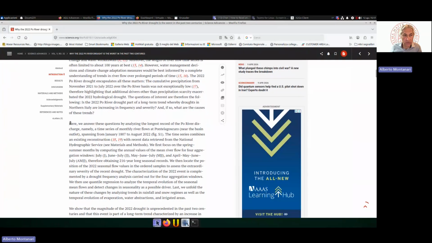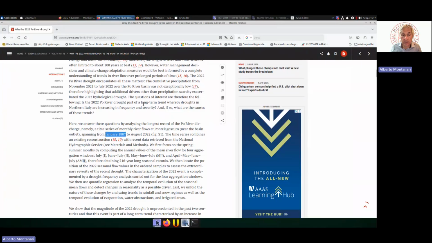And then I jump to the third paragraph. Here we answer these questions. So what is indeed the increase in severity of droughts that we may expect, and how to estimate it? I read that here we answer these questions by analyzing the longest record of the Po River discharge, namely a time series of monthly river flows, which starts from January 1807.